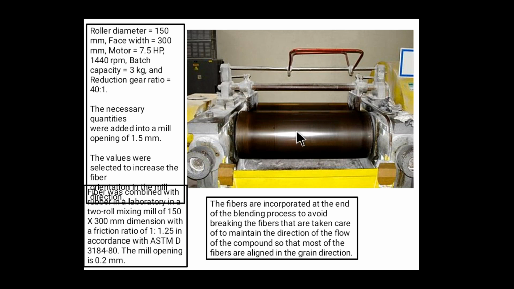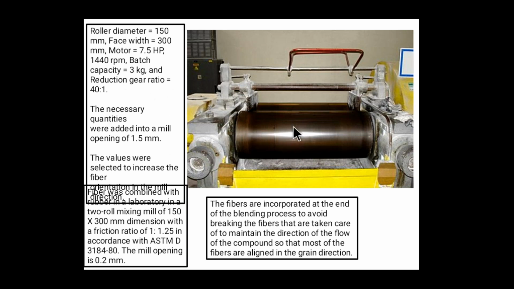The roller diameter is 150 mm, as I showed here. The face width is 300 mm. Inside, the motor is fixed, and because of that motor the roller is rotating. The motor power is 7.5 HP. This two roller machine works at 1440 RPM. The batch capacity is 3 kg, and the reduction gear ratio is 40:1.